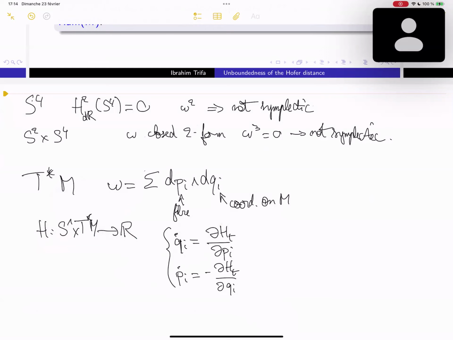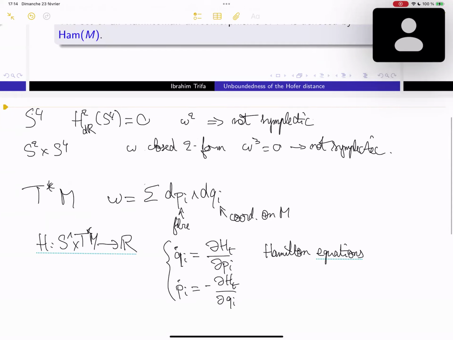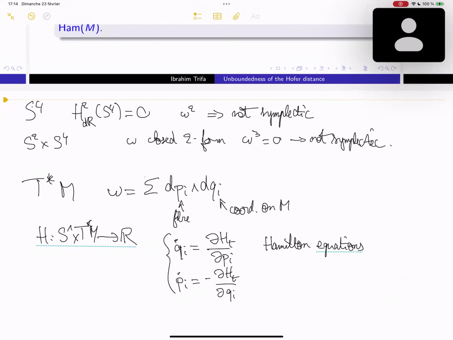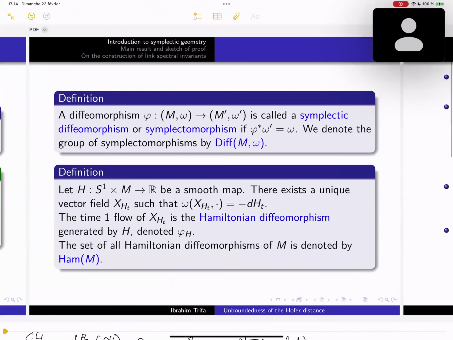So here maybe you recognize the Hamilton equations, which are an equivalent formulation to Newton's equation of movement. So this has interest if you're studying classical mechanics, those are interesting diffeomorphisms. And the function H here represents the energy of your system.